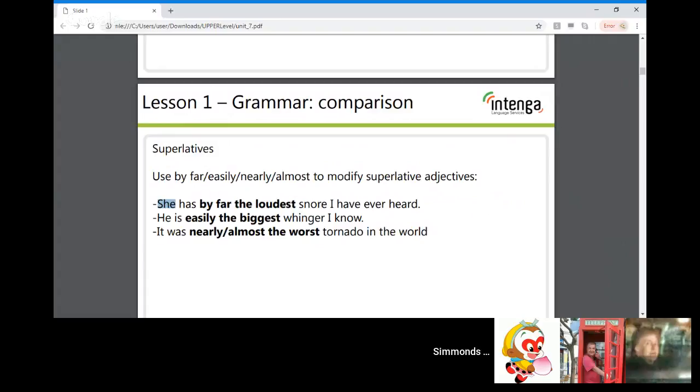Okay. What is snoring, by the way? And when do you make that noise? Sleeping, usually sleeping. Okay.